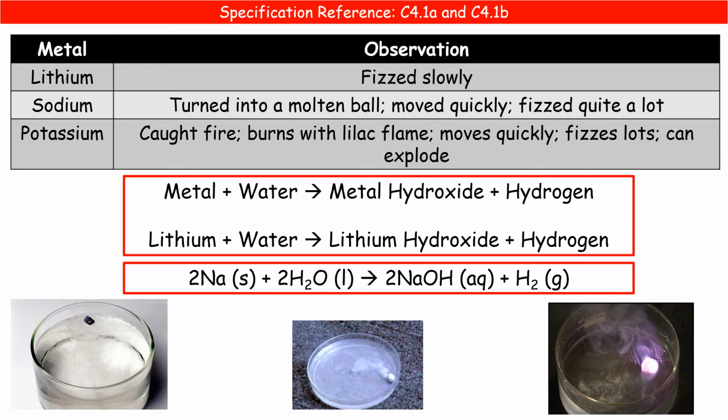When we get to potassium, this is where things get really good, because as soon as you throw it on the water, it instantly catches fire and it burns with a lilac flame. Please don't say purple. Lilac is the only answer here. Lilac is important. So it burns with this lilac flame. It moves around really quickly on the surface, fizzes lots, and if you're lucky, it explodes too. That's the sign of a proper chemistry experiment.